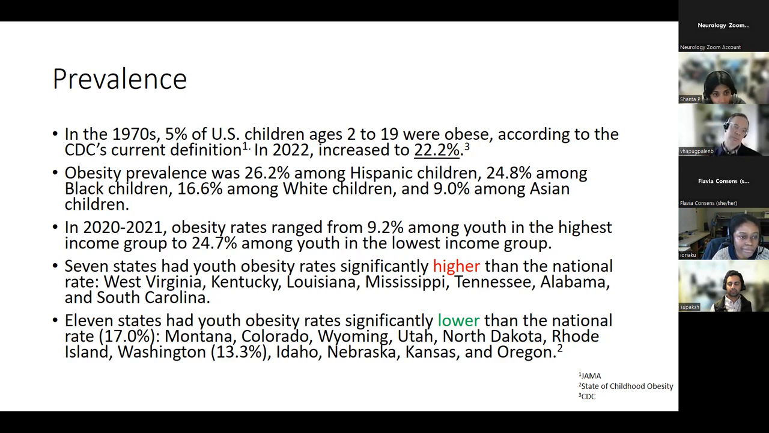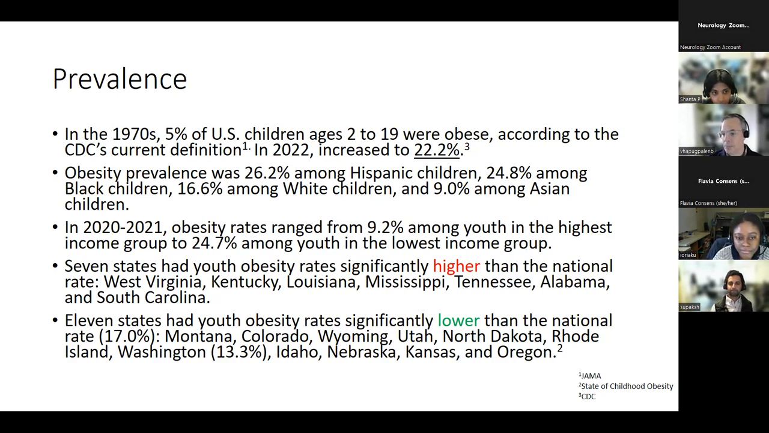There's an income disparity. 9.2% of youth in the highest income group are obese versus 24% in the lowest income group. And there's also a regional disparity with 7 states having much higher prevalence. It's about a quarter of kids, and those mostly fall into the southern states. And there's 11 states that have lower than national averages. And in Washington, it's 13%. So it's quite a bit lower than the national average. So this is a super prevalent sort of epidemic that's happening.